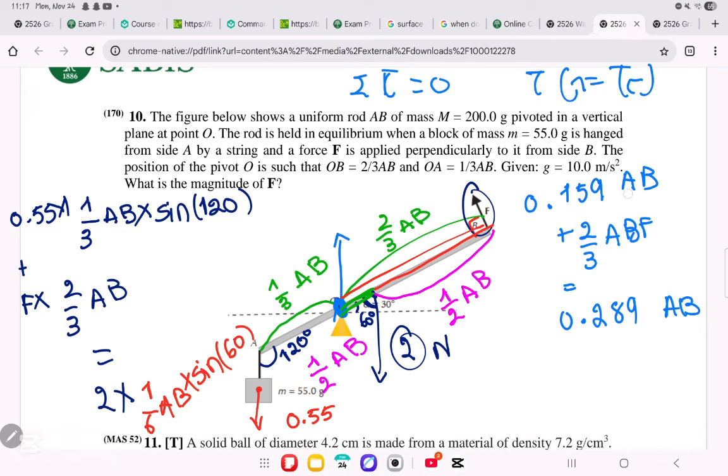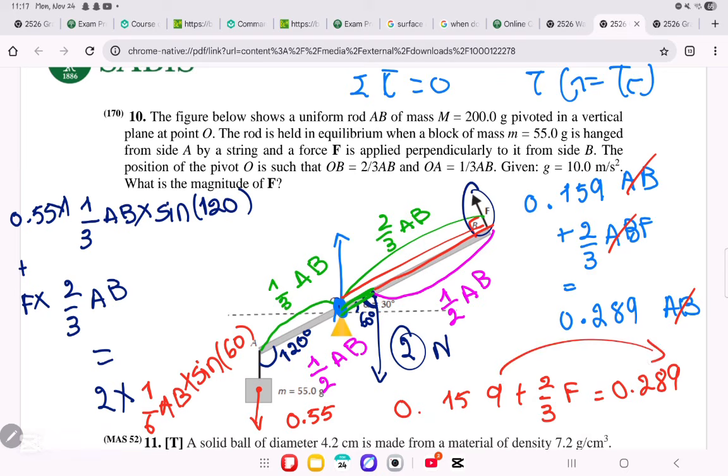I can cancel AB, AB, and AB. So now I have 0.159 plus 2 over 3 F is equal to 0.289. Move this to the other side. 0.289 minus 0.159 would give me 0.13. So 2 over 3 F is equal to 0.13. So 0.13 divided by 2 over 3, what would this give me? This would give me the value of F to be 0.195 newtons. So that's my answer for this question.